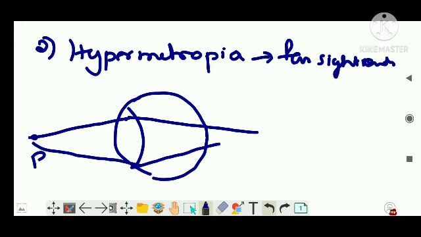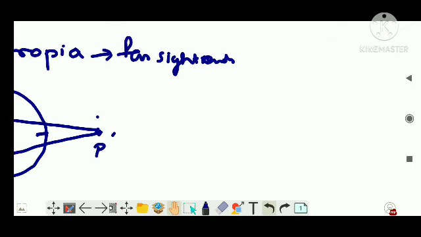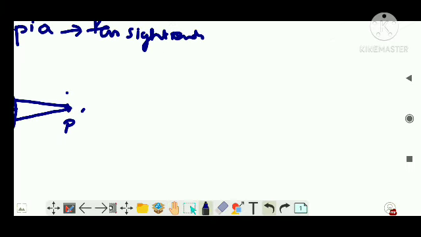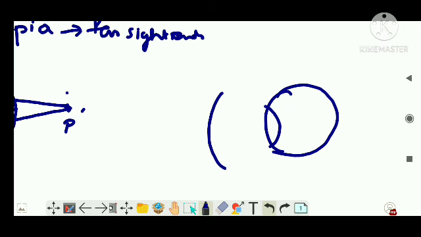The converging happens after the focal point. This is the retina, but here is where the image P dash is formed, right? That means here the converging is not proper, so I have to do the converging properly. So how can I correct this problem? This is the eye, this is our lens. You will keep a converging lens, that is known as a convex lens, before it.